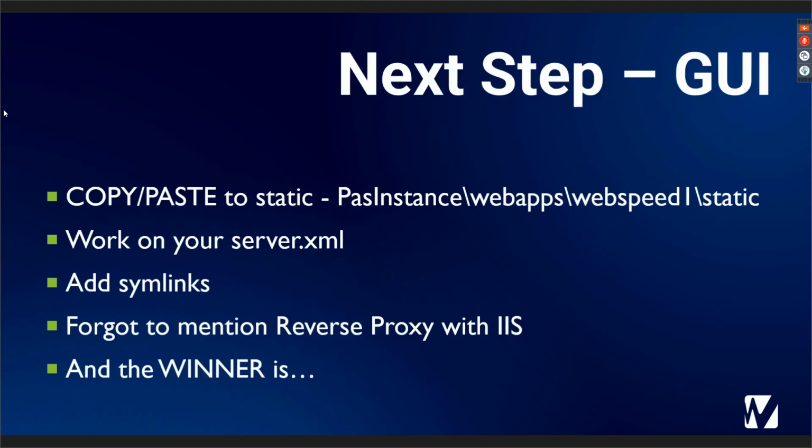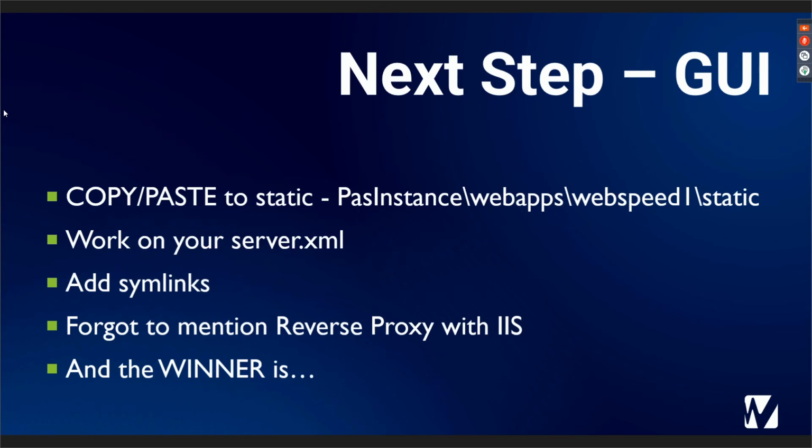Okay, so on the GUI part, as I mentioned, we had three options. The current solution that we are using is the copy-paste to the static folder. So if my instance is PAS instance, and, let's say, webspeed1 is the previous WebSpeed that I had, and let's say I kept the same name, I would copy all my GUI files in that static folder. I override everything. I'm not deleting anything, and it's working.